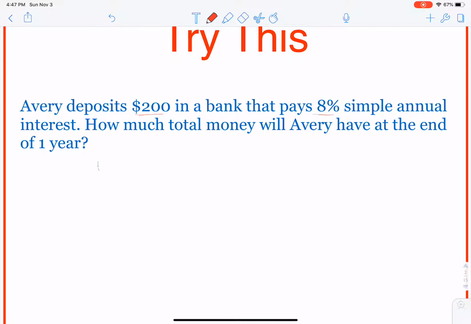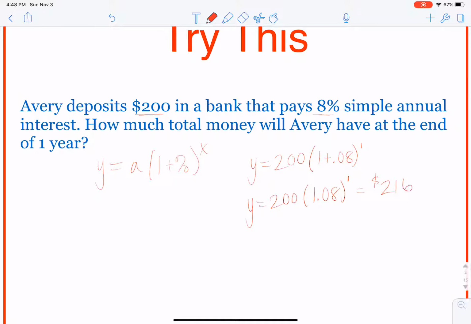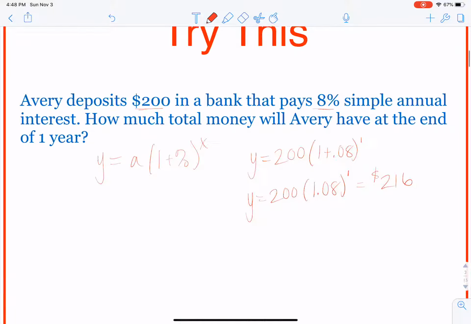So going by my y equals a times 1 plus or minus my percent raised to the x power, I can say that y is equal, my starting value is 200, 1 plus 0.08, and for 1 year. So y is equal to 200, 1.08 raised to the first power. At the end of 1 year, Avery will have $216.